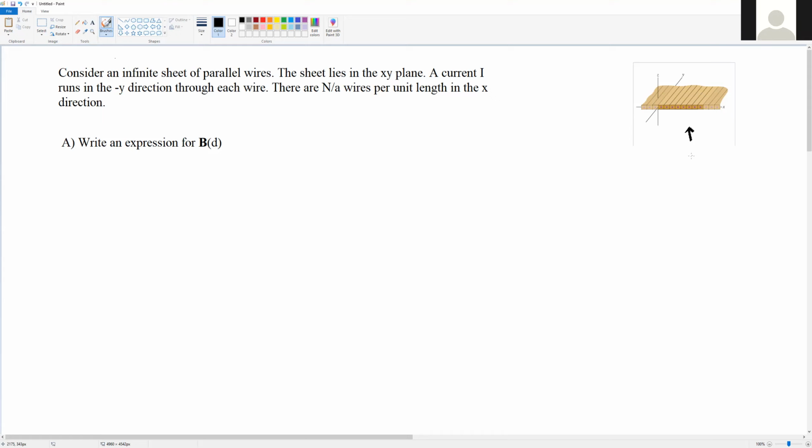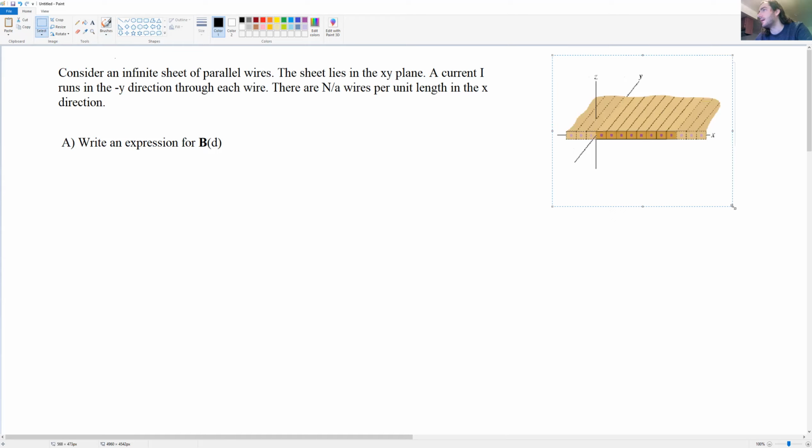Professor, can you move the picture a little bit bigger? Yeah, I can try. It might get a little blurry though. Let's see here. Is that good? Yeah. Very good. Okay.